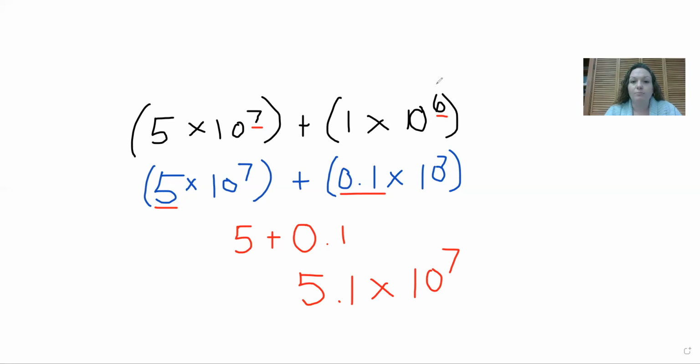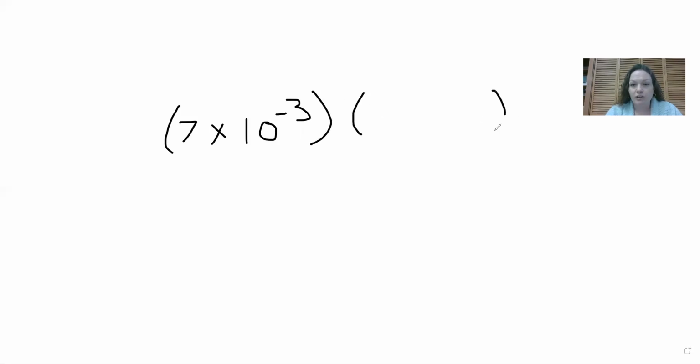Okay, let's try a multiplication. I'm going to give some negative numbers in here too. So 7 times 10 to the negative 3. If you're multiplying, that just means that the parentheses touch each other. If you don't see a symbol in here, that means multiplication. It could have a dot, it could have an X, but most of the time at the level of math that you're in, if you see 2 parentheses beside each other, you know that you're multiplying. So 1.4 times 10 to the negative 2.